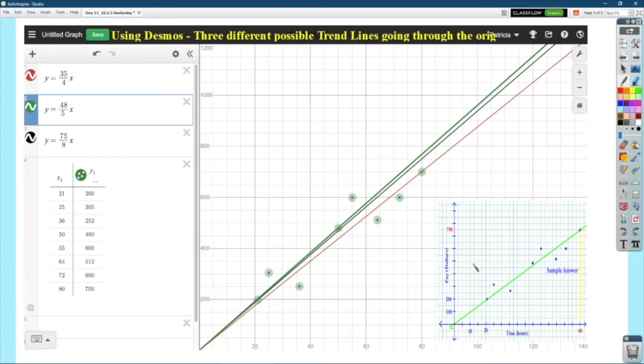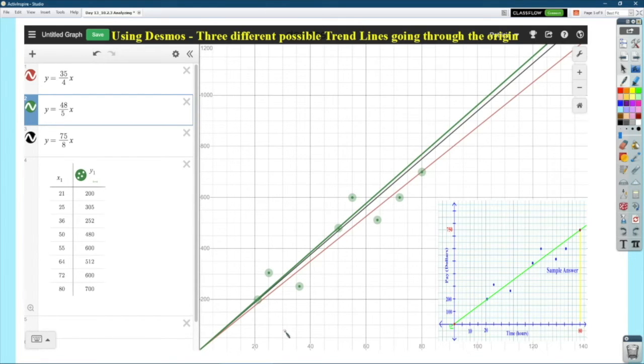The next thing I did was use Desmos, and I looked at 3 different possible trend lines going through the origin. The black line here, as you notice, has the same slope as mine. I went ahead and I drew this on here. These points right here, which have green highlights around them, represent the points from the table that I had put in. And you'll notice that my black line does not go through any of them. It gets close to this one and pretty much looks like it might be going through that one.